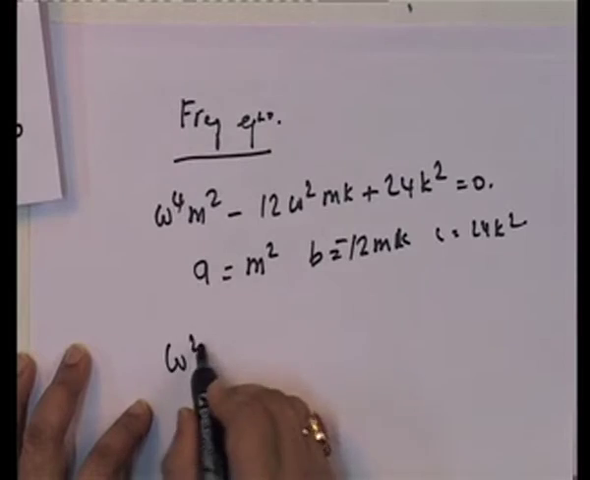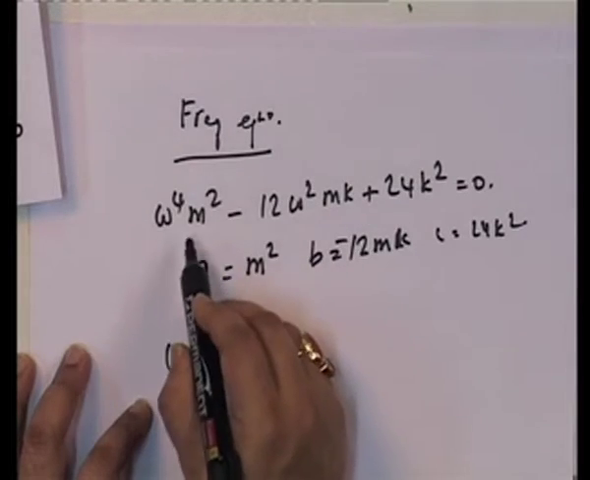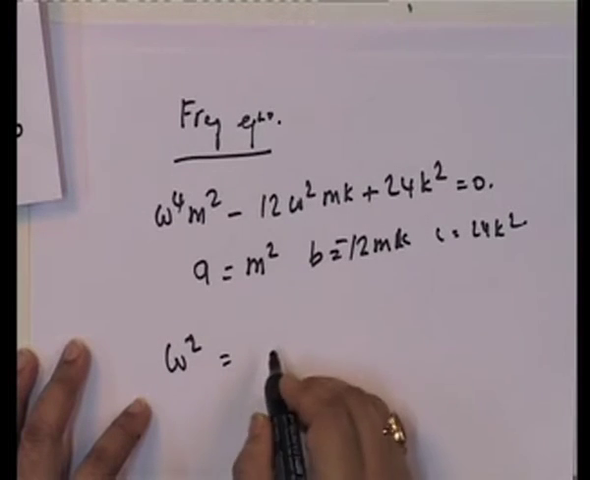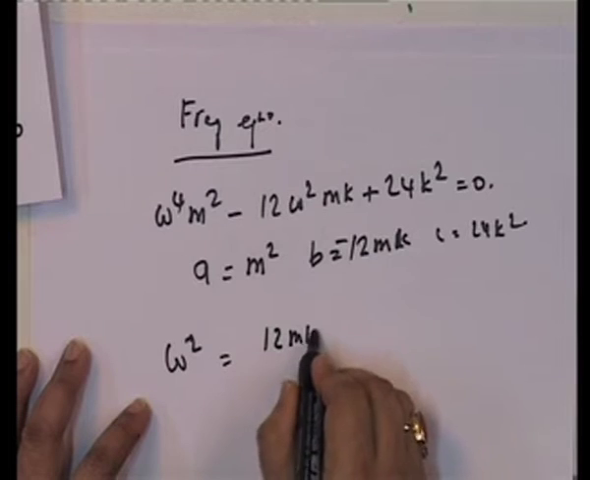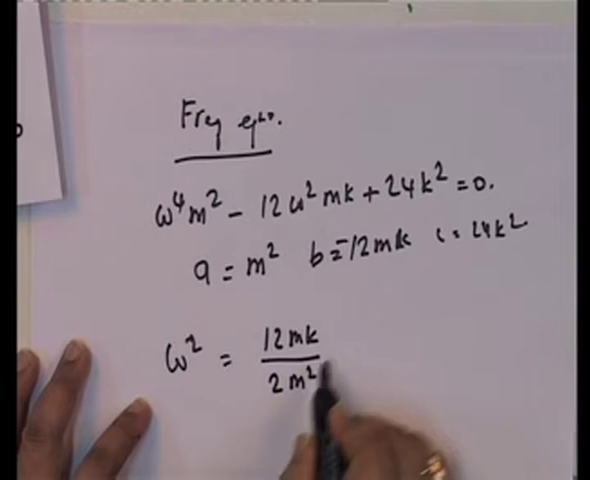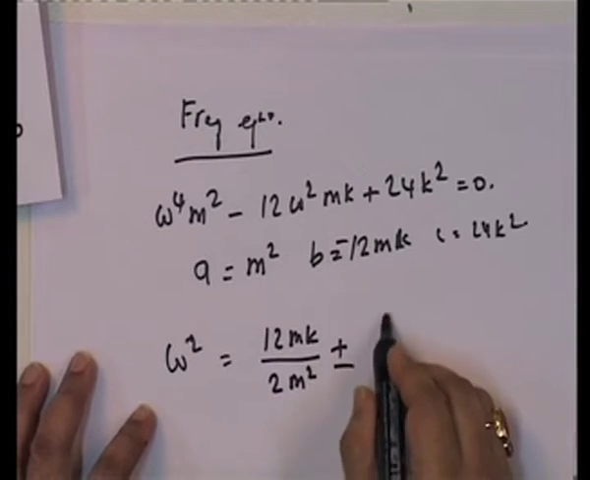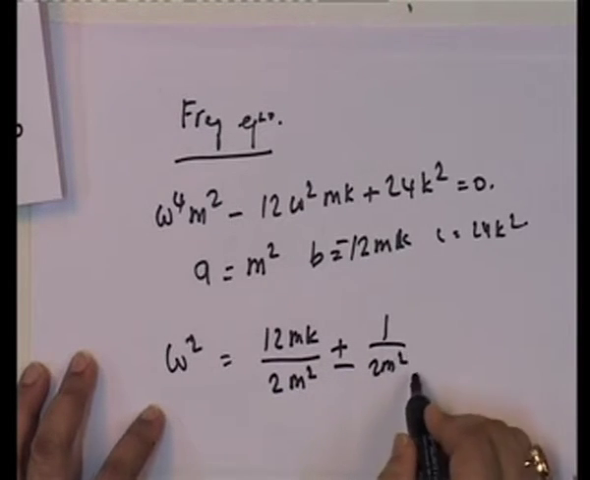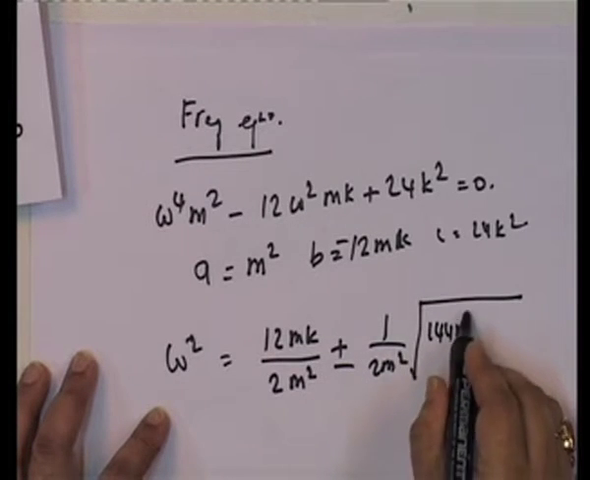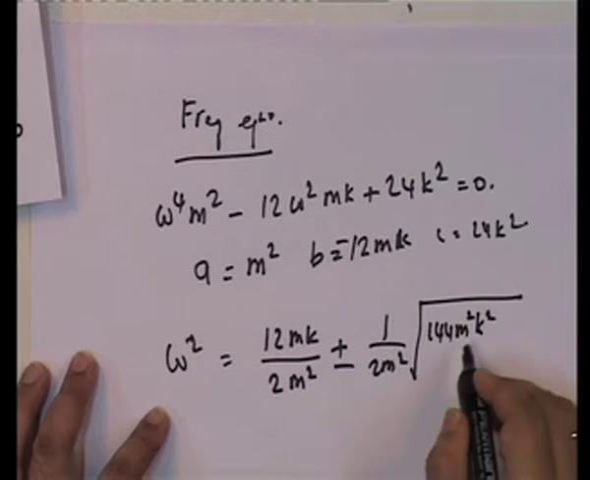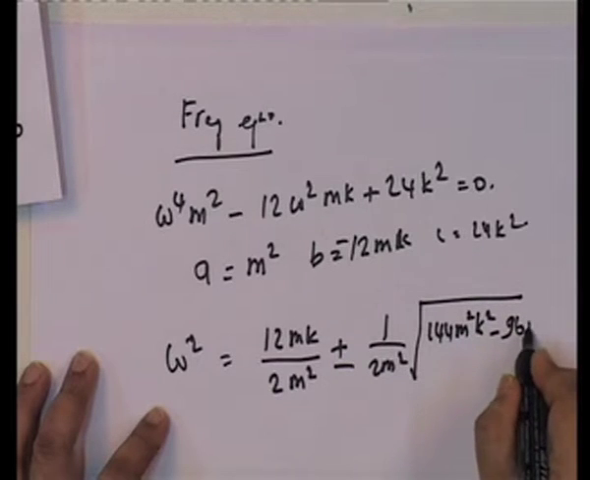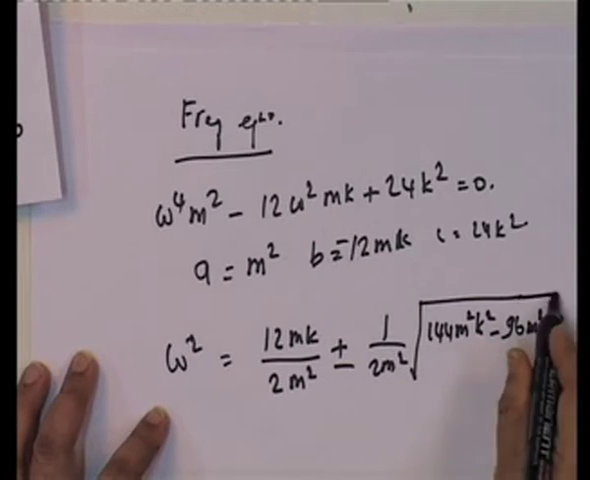So, omega squared is a basic quantity, because omega fourth is omega squared squared. So, there is a quadratic in omega squared. So, omega squared is equal to 12 m k upon 2a, that is 2 m squared, plus or minus 1 upon 2 m squared square root of b squared, so that becomes 144 m squared k squared minus 4 a c. 4 a c is 196 m squared k squared.